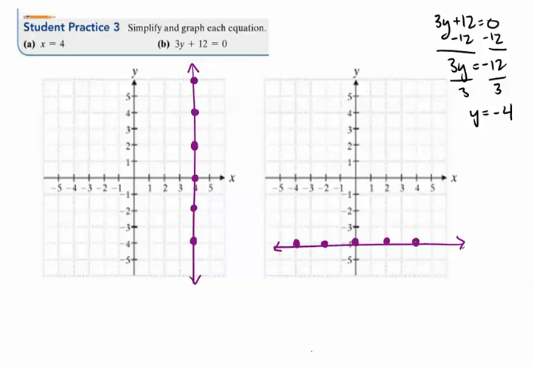The third thing that we did was we looked at graphs of vertical and horizontal lines. X equals a number will always produce a vertical line. Y equals a number will always produce a horizontal line. And so we're done with this particular section.